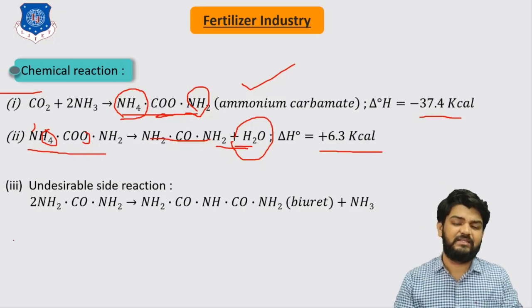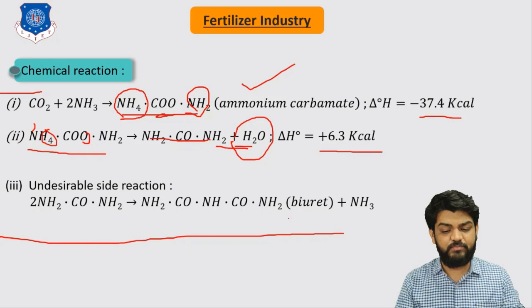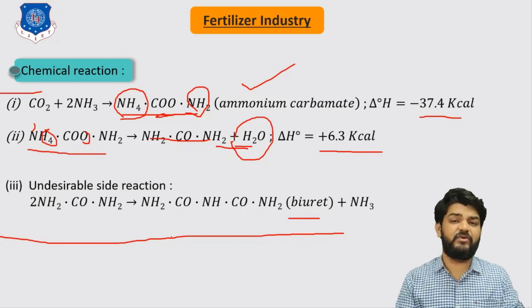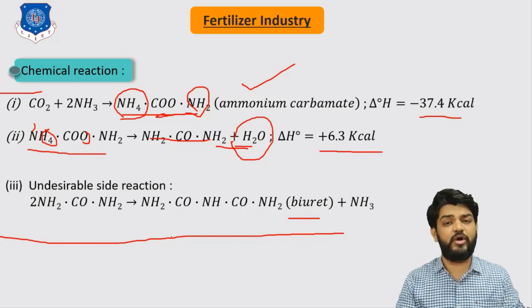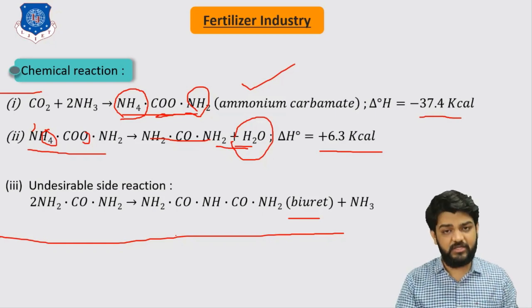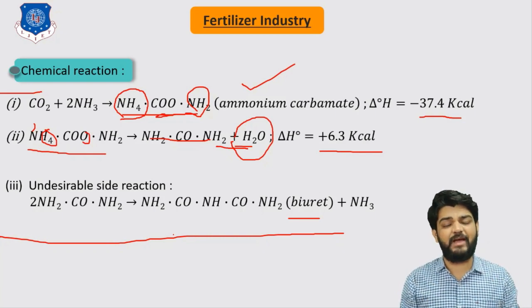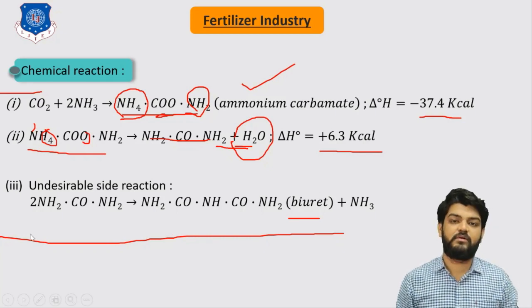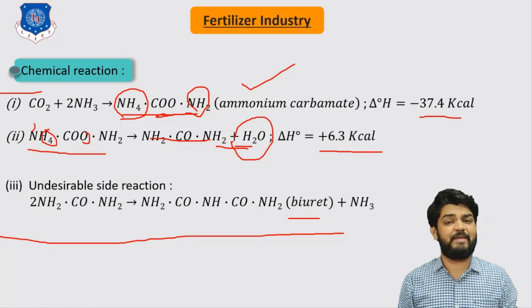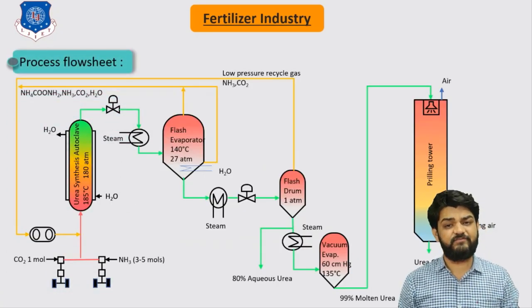And it has a heat of reaction of 6.3 kilocalories. Now there is an undesired side reaction as well, which ultimately produces biuret. And this biuret is our byproduct which we do not want to produce. And this biuret is nothing but the granule form of the urea. But we always want to produce urea in the prill form as it is more efficient.